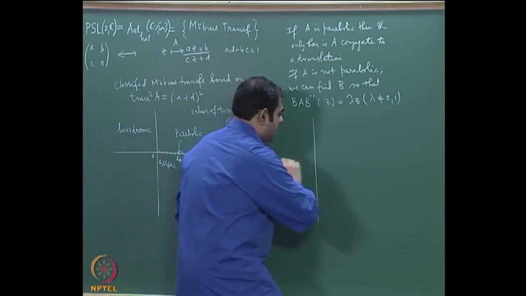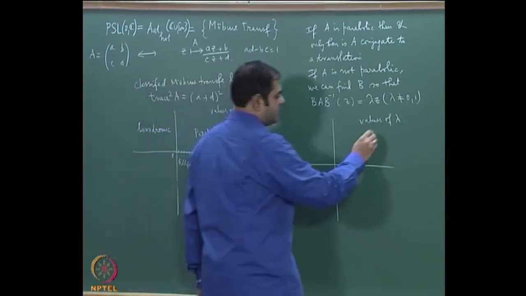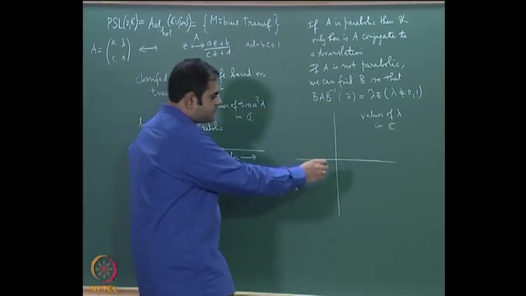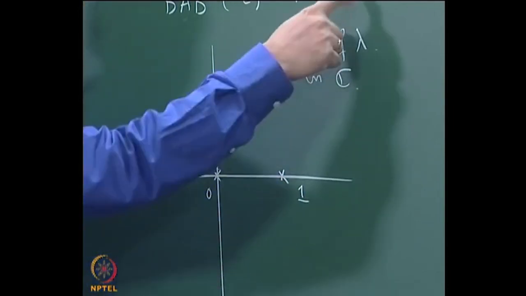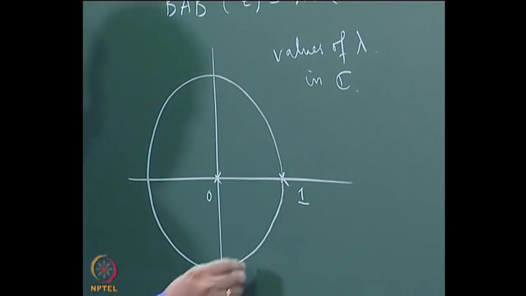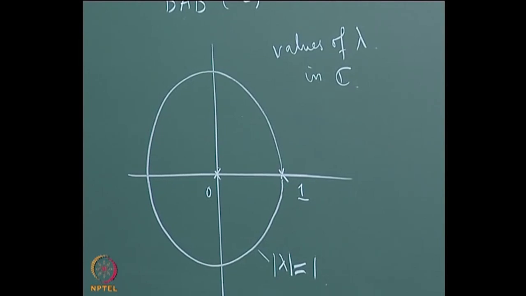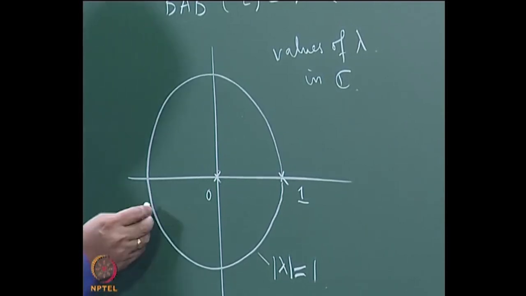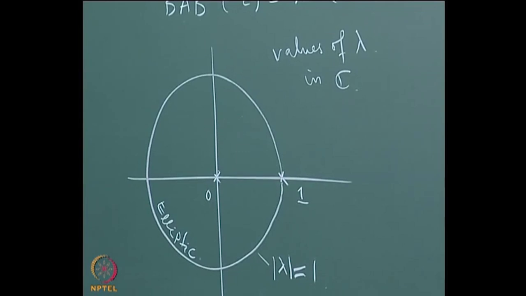If I draw a diagram like this, this is the values of lambda in C, so here also it is the values of trace squared in C. The values 0 and 1 are forbidden. Then you have this unit circle, given by mod lambda equal to 1, and this is the condition on lambda so that the original A you started out with was elliptic. So this circle gives you the elliptic ones, and of course 1 is not included.